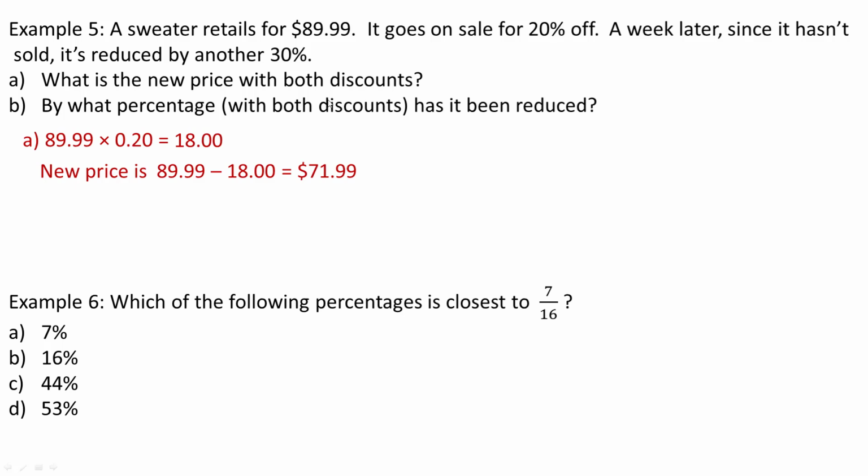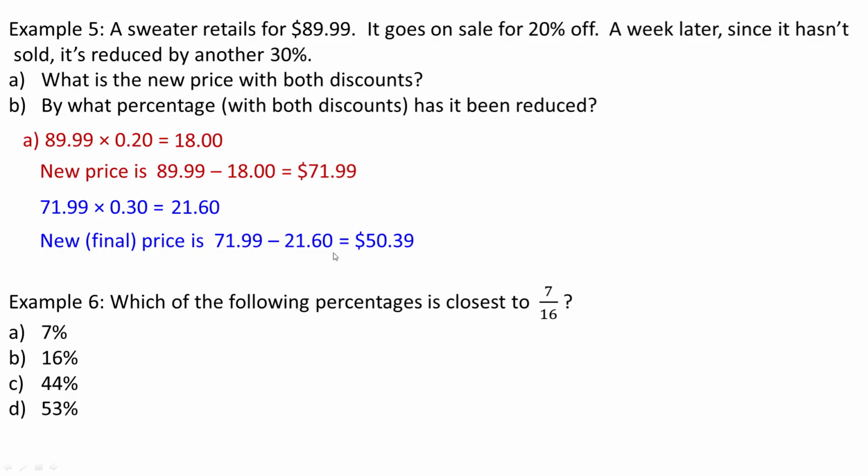So that's the 20% off. Now we're going to take another 30% off because it didn't sell. So we would take the $71.99 and multiply it by 0.30, since 30% as a decimal is 0.30. We get 21.60. So $21.60 is going to come off the 71.99. The final price, before any taxes, we're not talking about taxes in this question, would be 71.99 minus that 21.60, the final discount. So its final price after both discounts is $50.39.